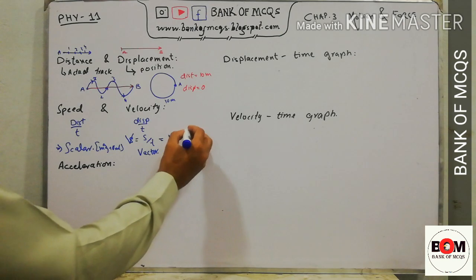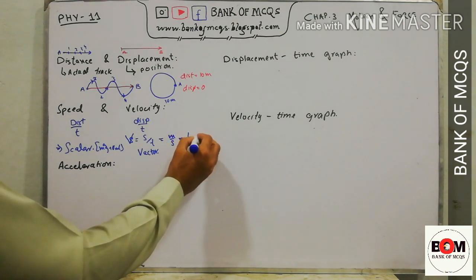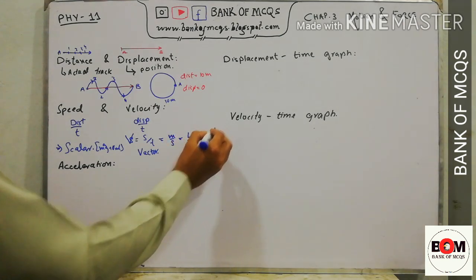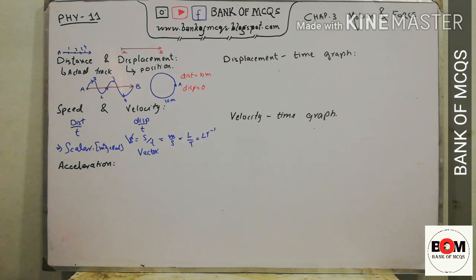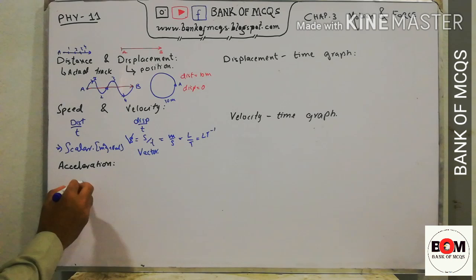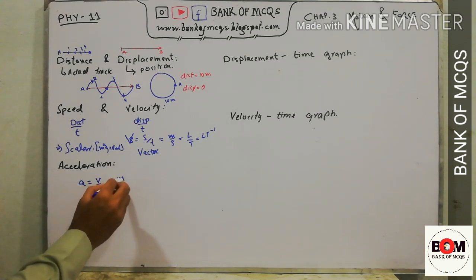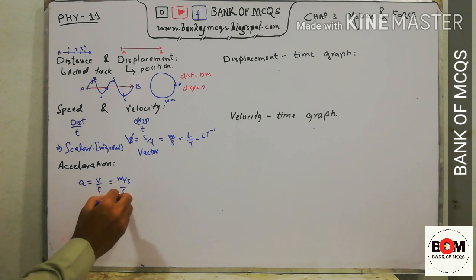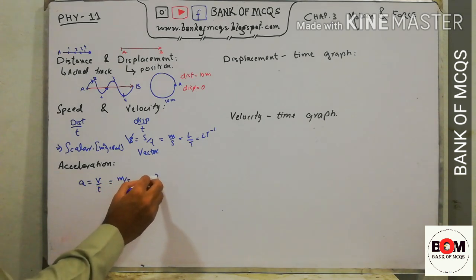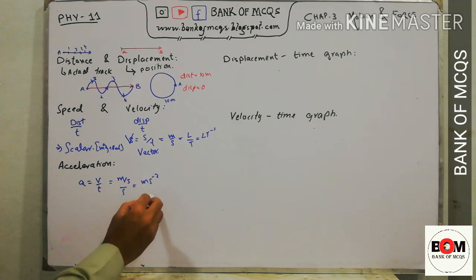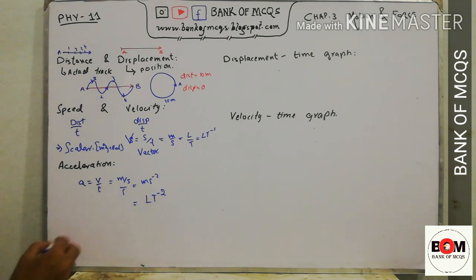Its dimension is length divided by time, or L T to the power minus 1. Acceleration, a, is equal to the rate of change of velocity, delta v divided by t. The unit is meter per second square. Its dimension is L T to the power minus 2. This is the dimension of acceleration.